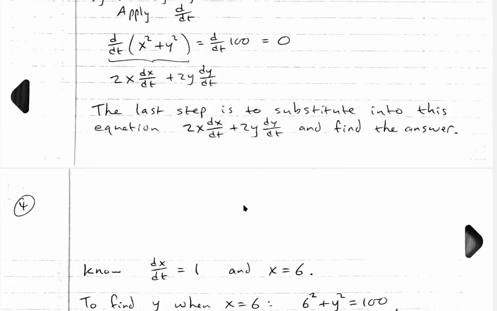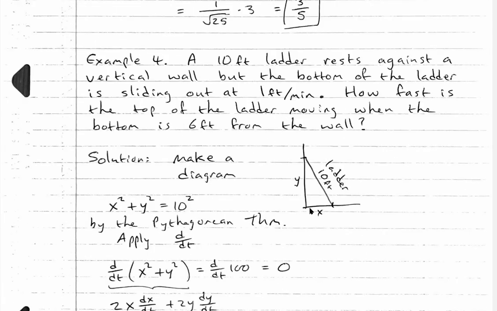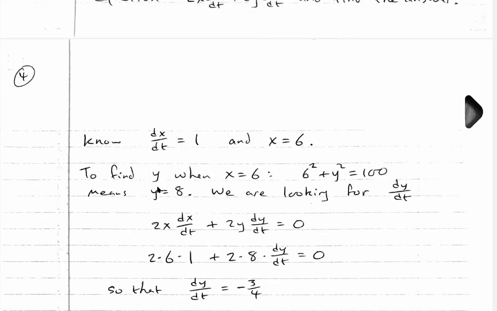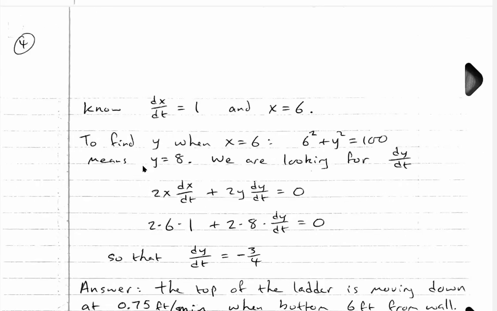Okay, so what do we know? So x, how is x changing? Okay, so the bottom is sliding out at 1 foot per minute. So the bottom is moving at a constant rate, so dx/dt is 1. And we're looking for dy/dt, the rate of change of the top, when x is 6. All right, so that's what we're substituting.